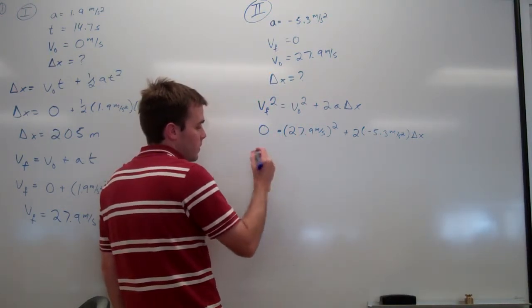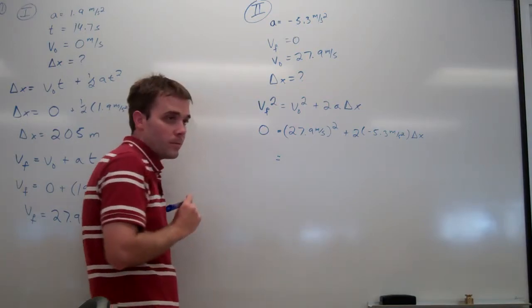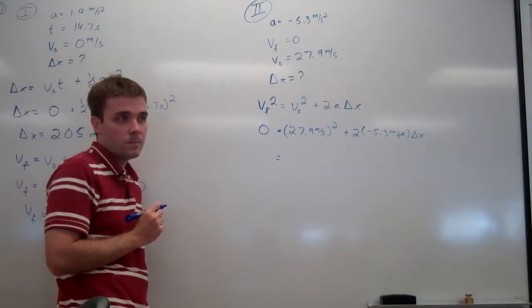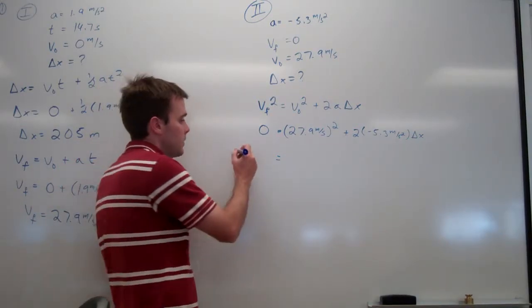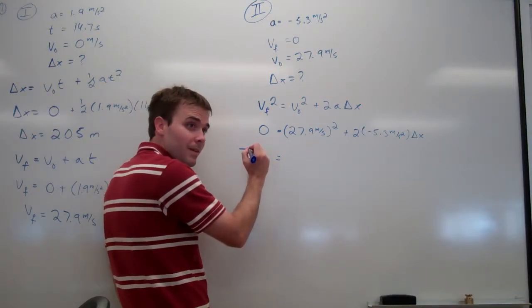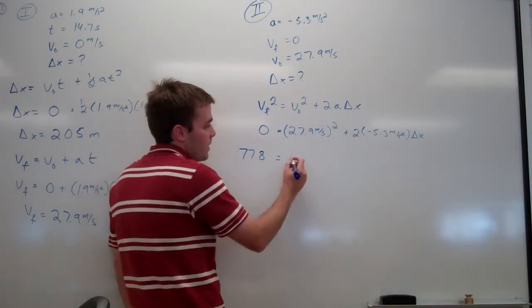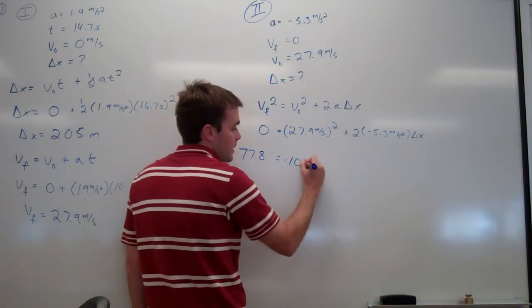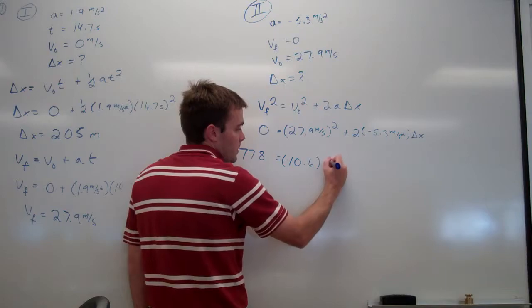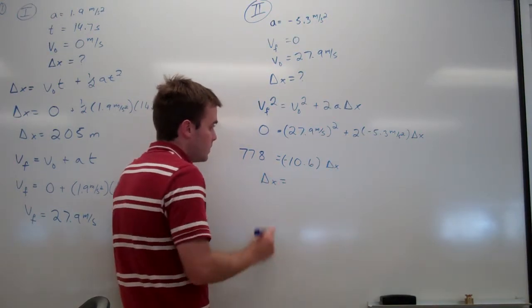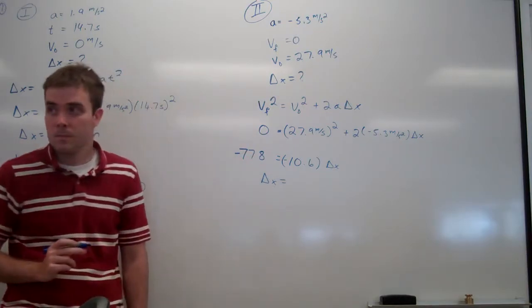Bring this over, so it's 27.9 squared, 770.8 equals negative 10.6 times delta x. And what does delta x equal? 73.